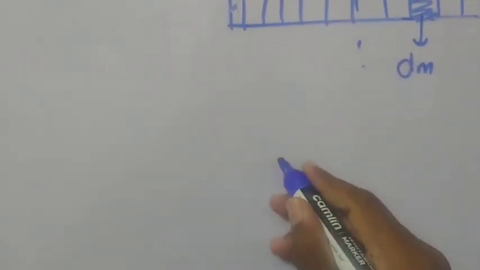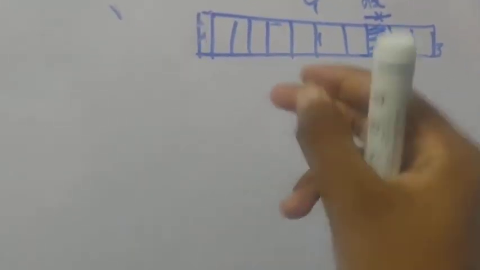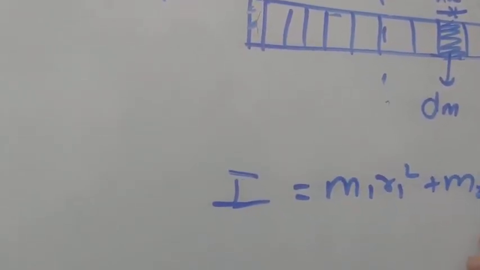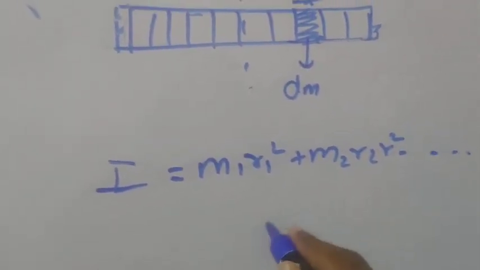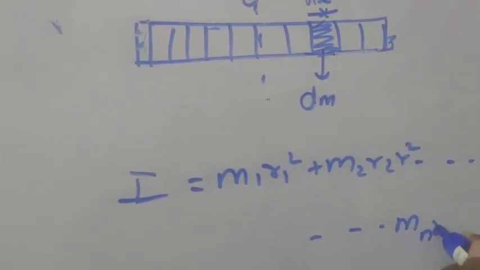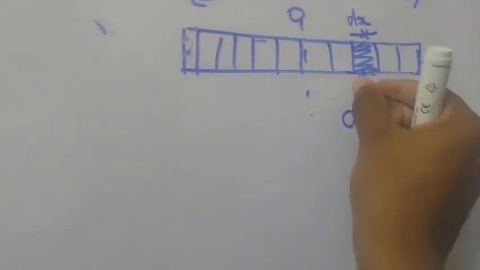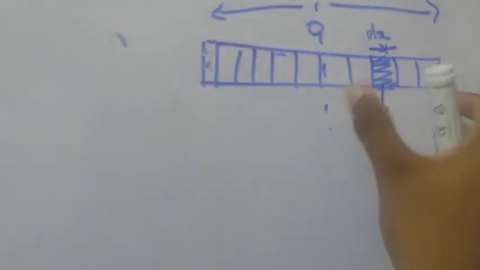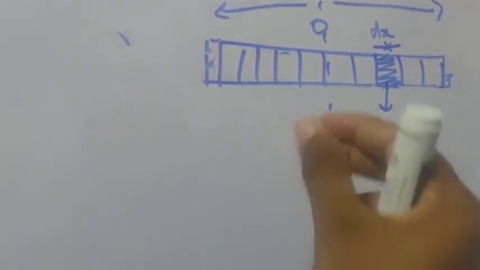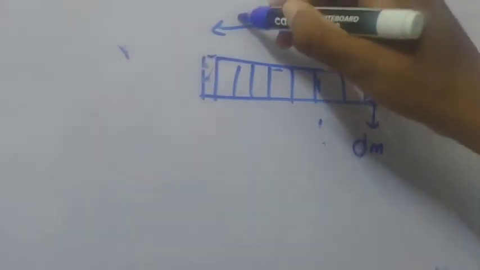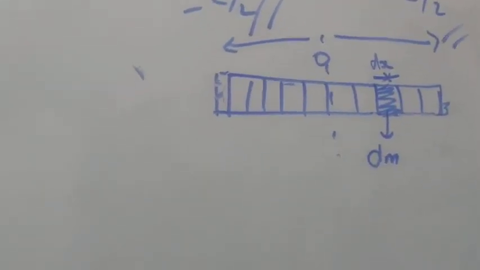So what is the formula to calculate the moment of inertia of a continuous mass? For discrete particles we use I equals m1 r1 square plus m2 r2 square up to mn rn square. For a continuous mass we use integration. We calculate the moment of inertia of the small part and then integrate it to sum up all the small dm masses, using integration with limits. All right, so let's integrate.